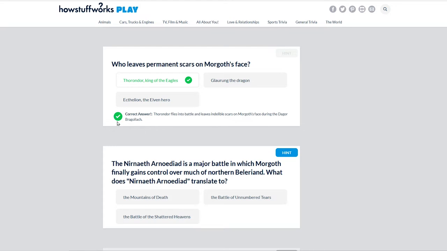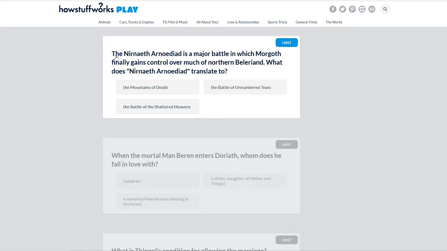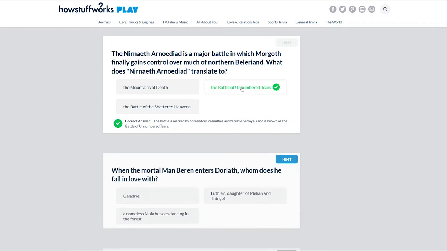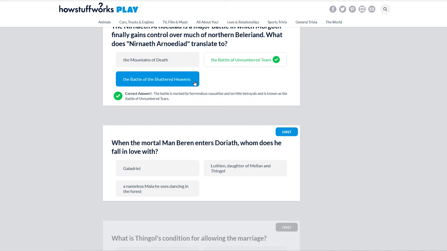Let's go for the next one. The Nirnaeth Arnoedain is a major battle in which Morgoth finally gains control over much of northern Beleriand. What does Nirnaeth Arnoedain translate to? The Mountains of Death, the Battle of Unnumbered Tears, the Battle of the Shattered Heavens. No, it has to be the Battle of Unnumbered Tears. Yes. The battle is marked by horrendous casualties and terrible betrayals and is known as the Battle of Unnumbered Tears. Although I think the Battle of Shattered Heavens also exists. I'm pretty sure it exists too.